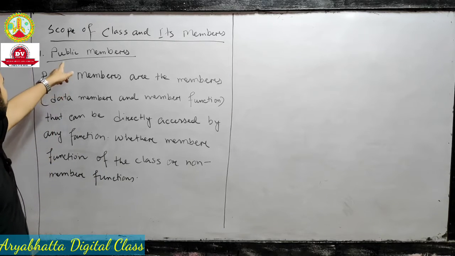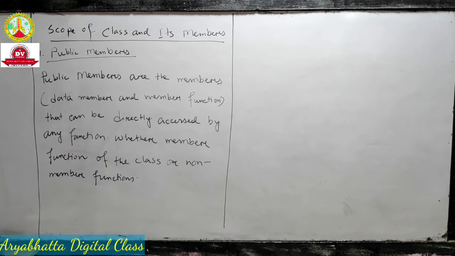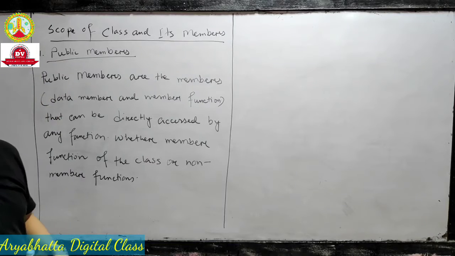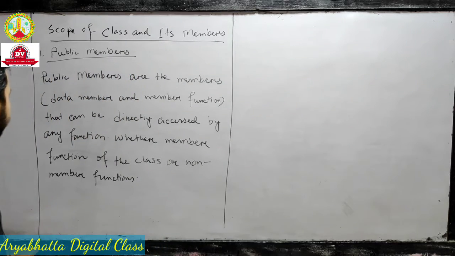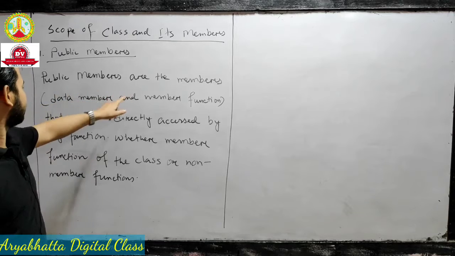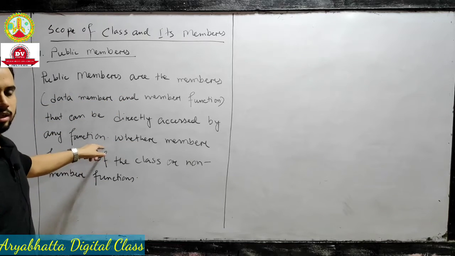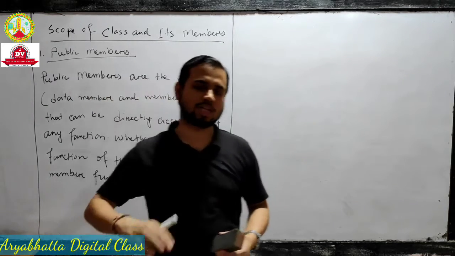Okay, you see, first of all, what is a public member? Public members are the members, meaning data members and member functions. Data member means the variable which is declared under the class, and a function which is declared under the class is called a member function. Public members are the members that can be directly accessed by any function, meaning public members are accessed from outside of the class.